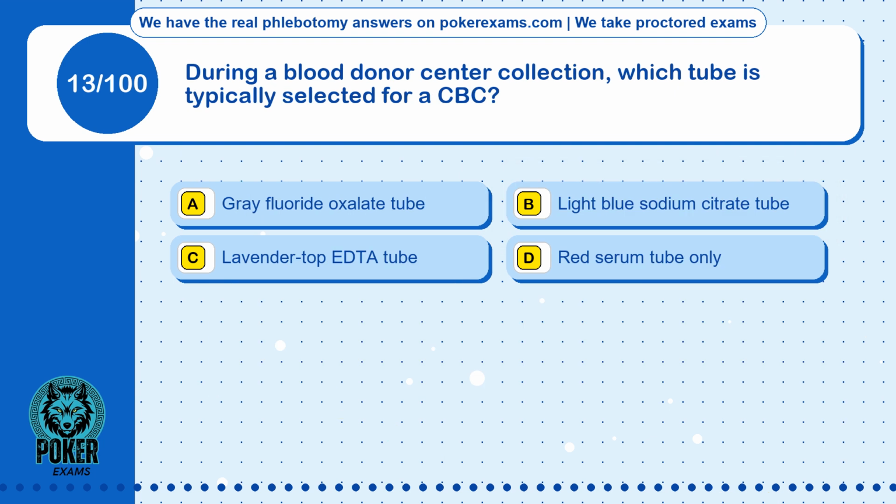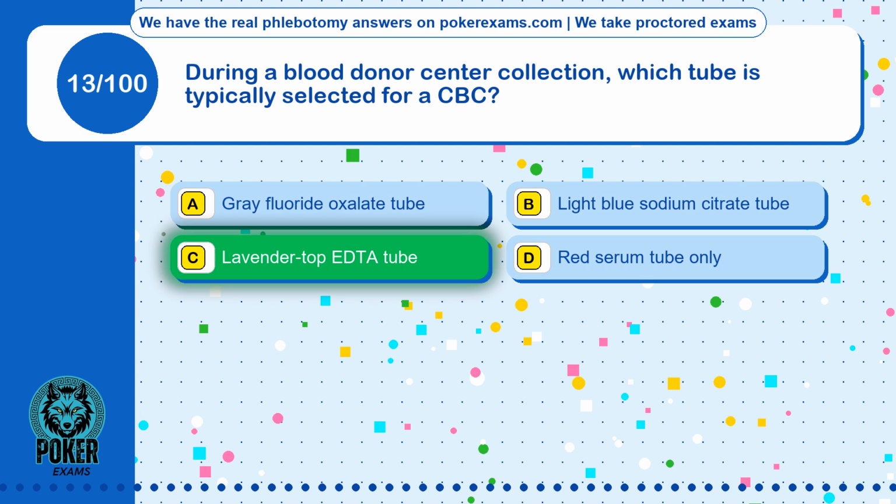Question 13. During a blood donor center collection, which tube is typically selected for a CBC? Option A, gray fluoride oxalate tube. Option B, light blue sodium citrate tube. Option C, lavender top EDTA tube. Option D, red serum tube only. The correct answer is option C.